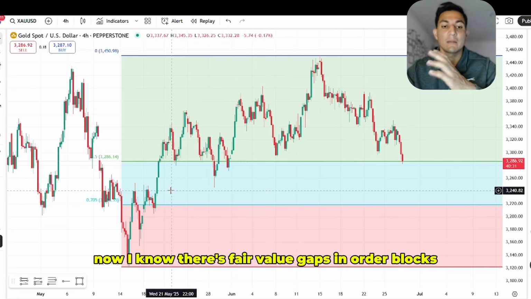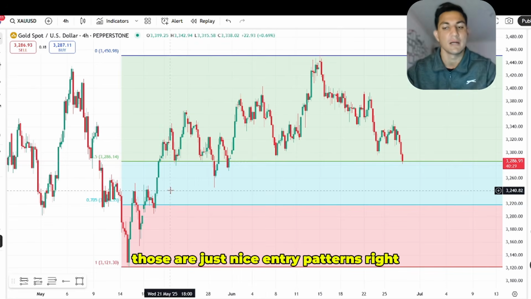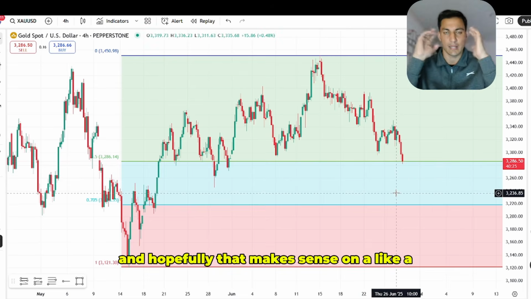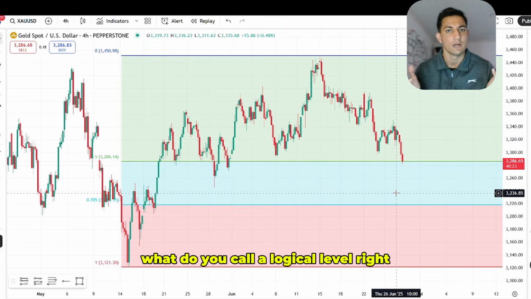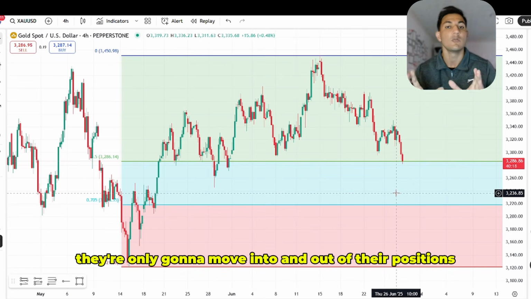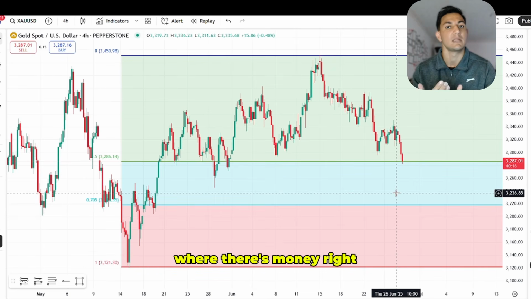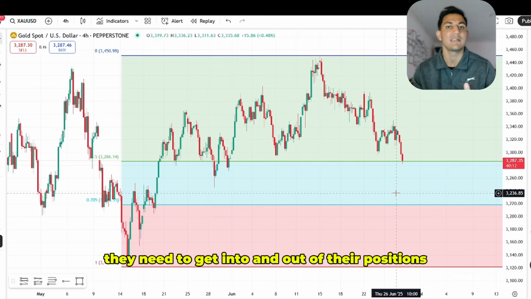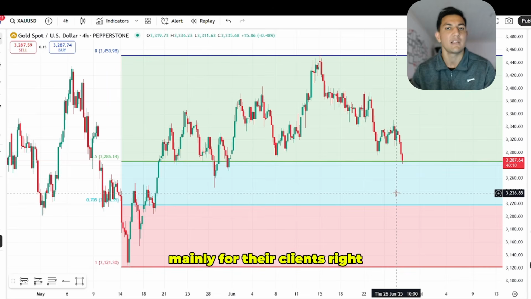Now, I know there's fair value gaps and order blocks. Those are just nice entry patterns. The only reason it moves is for money. And hopefully that makes sense on a logical level. These big banks, who have no interest whatsoever in me and you, are only going to move into and out of their positions where there's money. It's nothing personal against me or you or anyone. They just need to get into and out of their positions, mainly for their clients.